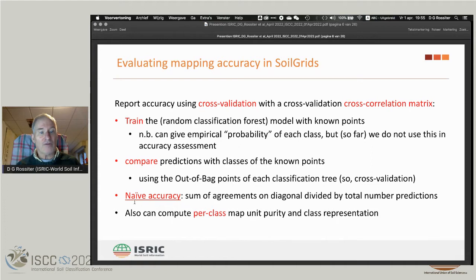What we call the naive accuracy is just the sum of agreements on the diagonal divided by the total number of predictions. So that's how accurate the map is in a very naive sense. And of course, we can compute the per map class purity. This is exactly what you would do with a land cover classification or, for example, in remote sensing. The only difference here is we do use a cross-validation approach, which we think is statistically sounder than using the predictions.